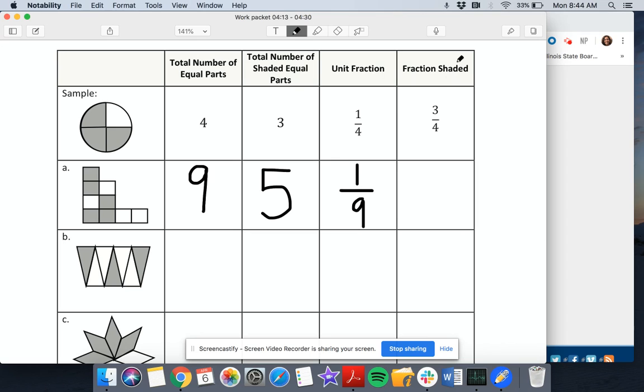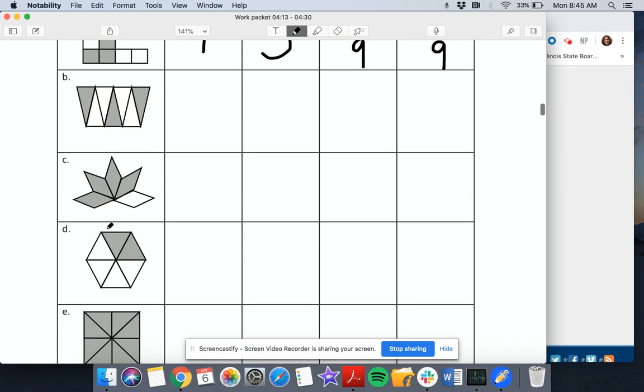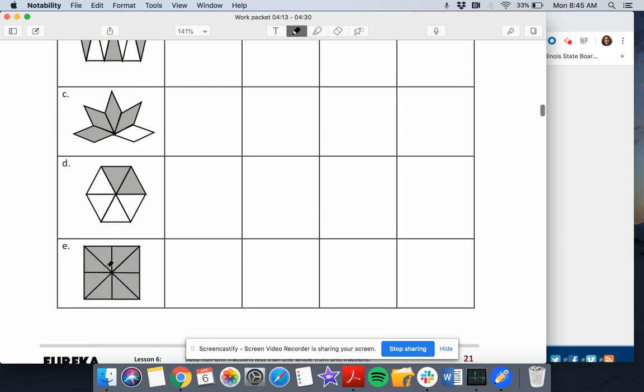And then moving on, fraction shaded. So what's our total again? So our total is 9, so that would be our denominator. And how many of these boxes are shaded? Well, we figured out that's 5, right? So our fraction shaded would be 5/9. Then you guys are tasked with doing B, C, D, and E on your own.